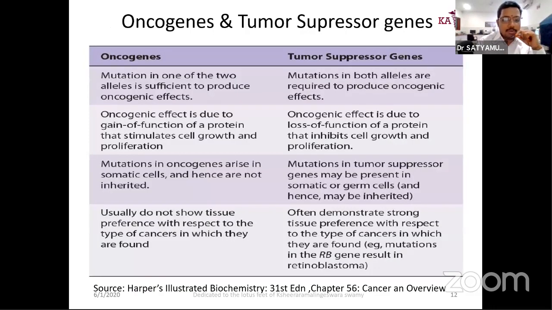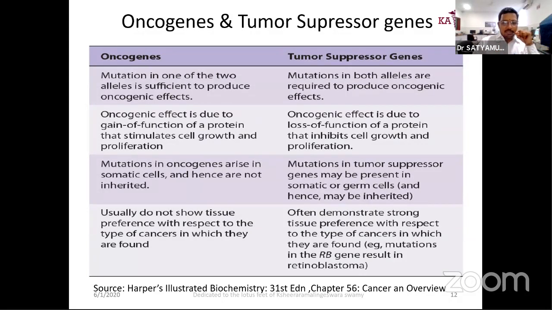And next, coming to the important part of it, how do oncogenes differ from tumor suppressor genes? Okay, both are not similar, they have differences. This table is directly taken from Harper. Mutation in one of the two alleles in oncogenes, I told you, is like actively switching on an oncogene. There are always pairs, as we already know. One allele being activated is sufficient to produce an oncogenic effect.